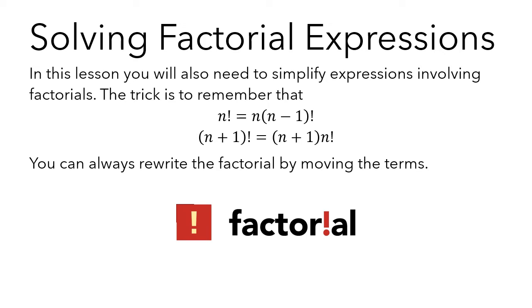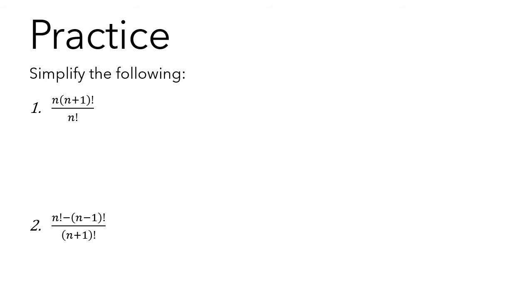So the trick to doing this is to remember that factorial is just really that number times every number less than it. So if you're given an expression like n factorial, that's just n times n minus 1 factorial. Or similarly, n plus 1 factorial is just n plus 1 times n factorial. So you just move it over 1 and expand it just a little bit, so that way you can get some things to cancel. Alright, let's try some practice.